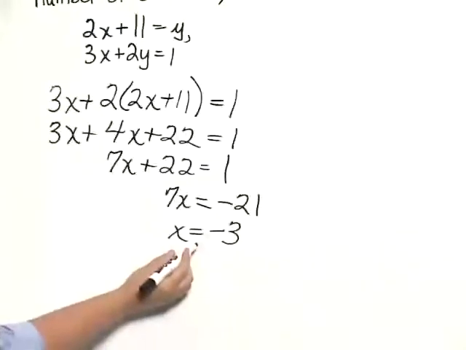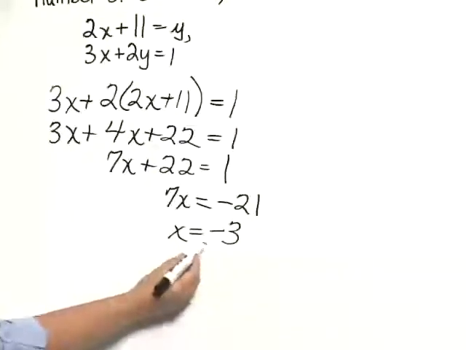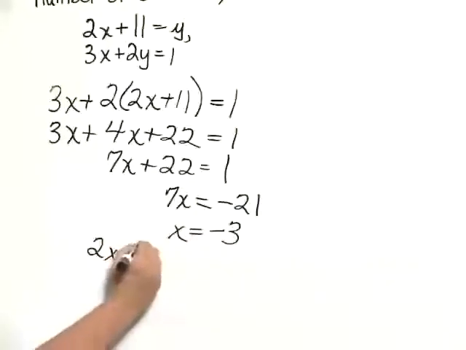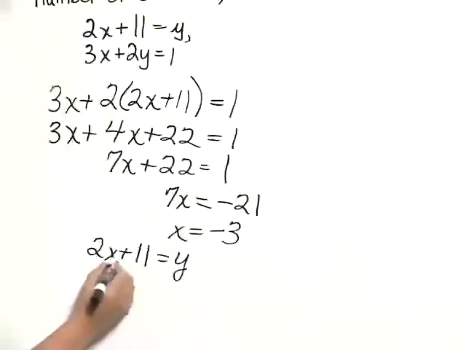Now be careful not to stop here. I need an ordered pair, so I need to find the y. I take my value for negative 3 and substitute it in the equation to find y. The first equation tells me that 2x plus 11 equals y. So I take this value for negative 3 and substitute that for x.